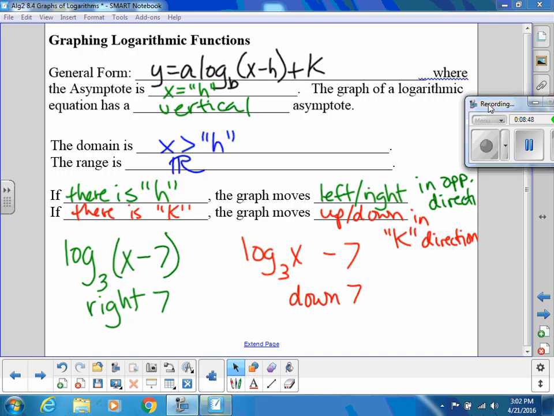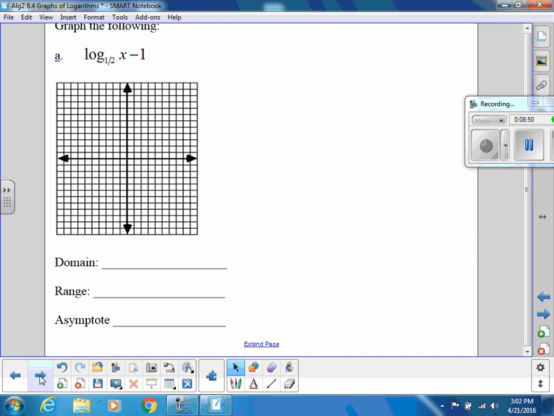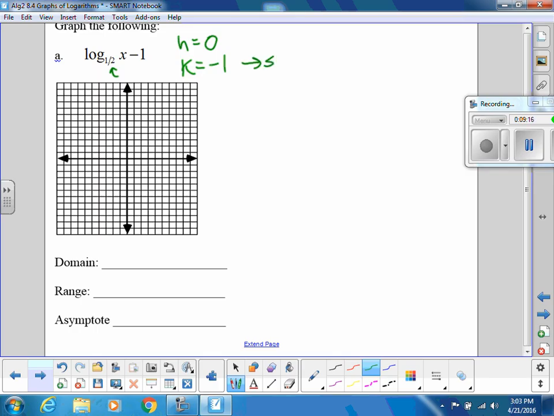Okay, so let's look at some examples of graphs. All right, we're going to graph this one. I'm going to pick out those pieces that we were just talking about in the general form. Notice that my base is 1/2, and then I'm going to have my h value. Notice that there's no parentheses here, so my h value is 0, and my k value is -1. So that tells me quite a bit, doesn't it? As far as shifts go, it's not going to shift left or right, but it is going to shift down 1.